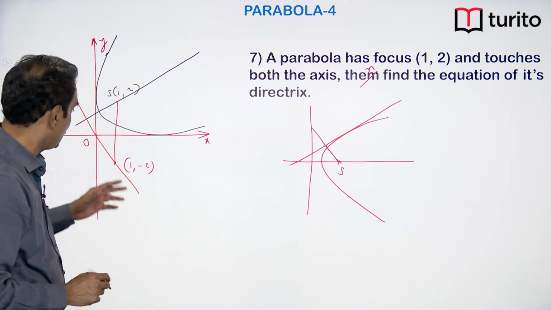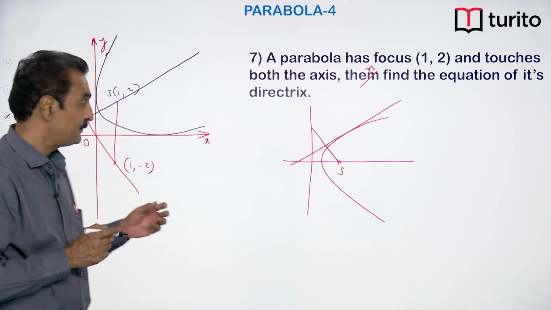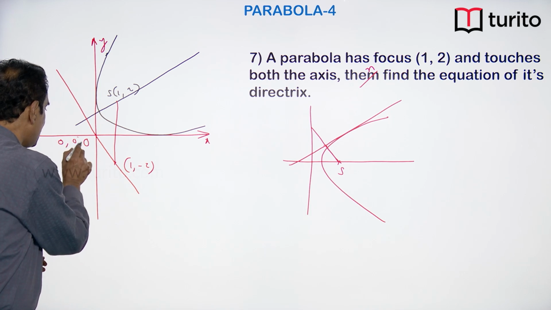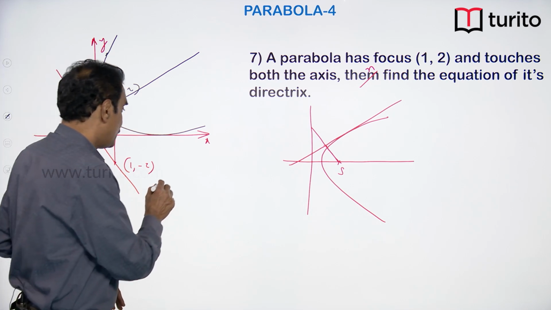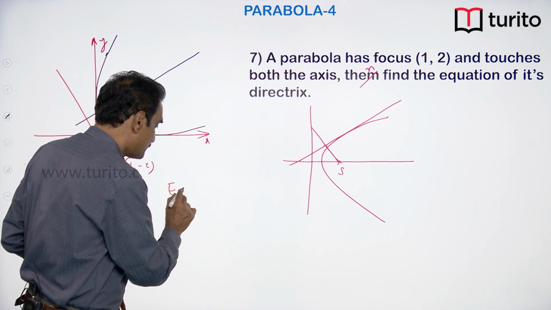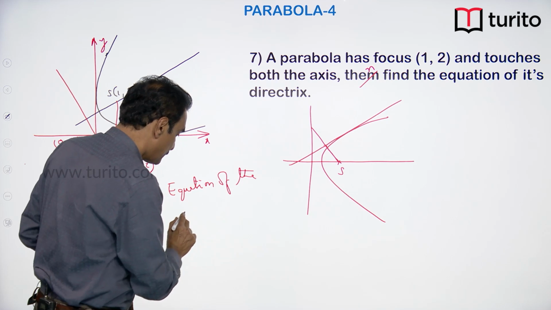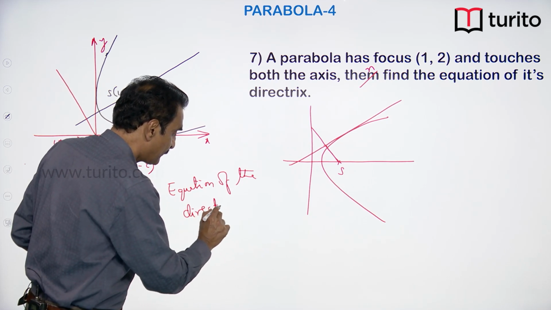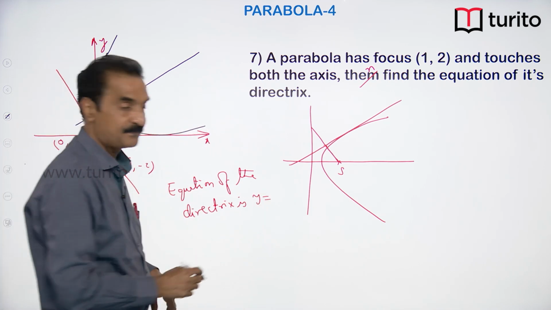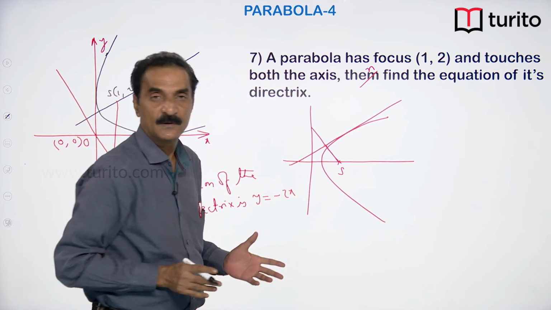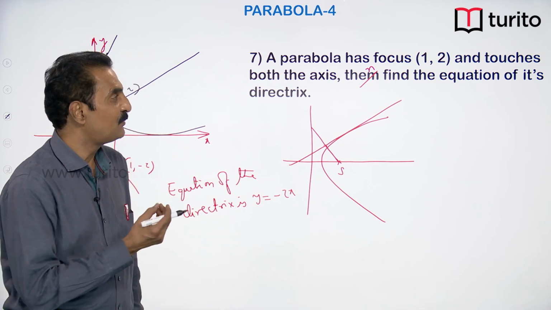Then what is the equation? Any line passing through the origin will be in the form y = mx. What is m here? The slope of the line joining the origin and (1, -2). What is it? -2 by 1. So, the equation of the directrix is y = -2x. Okay, it is finished. Now, I am going to discuss some more theory points.